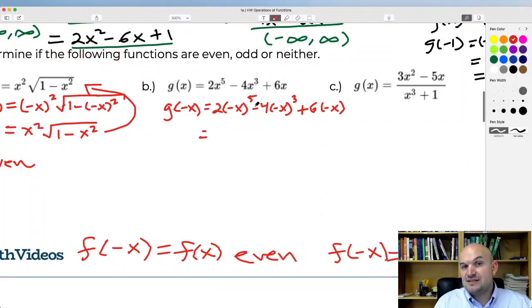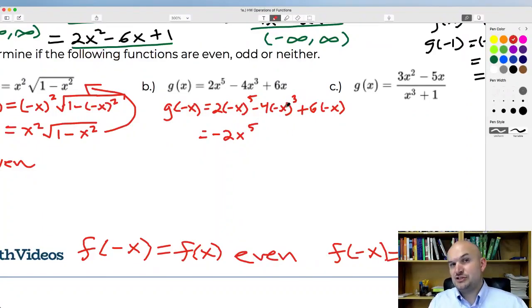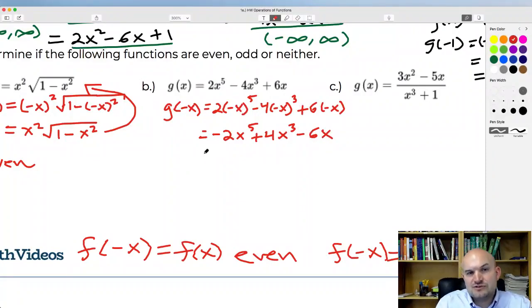So negative x to the 5th times 2 is a negative 2x to the 5th. A negative x cubed is negative x cubed. Negative x cubed times negative 4 is going to be a positive 4x cubed. And then negative x times 6 is going to be a negative 6x. Now, sometimes you might see this as opposite signs: negative, positive, negative. What I like to do is represent it by factoring out a negative. So therefore, you'd have 2x to the 5th minus 4x cubed plus 6x.